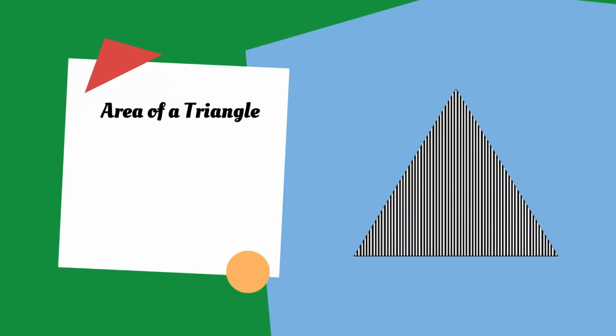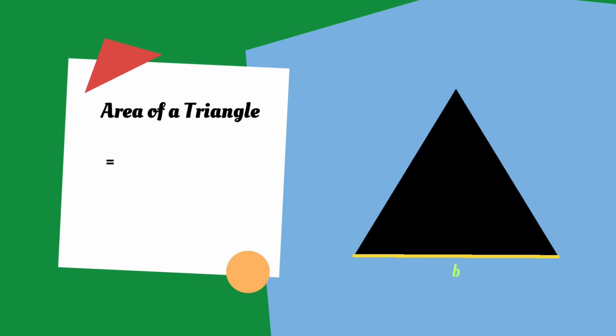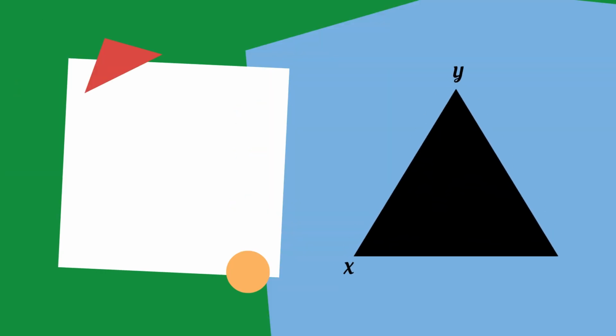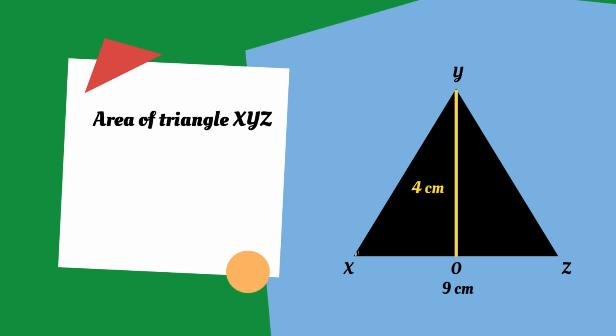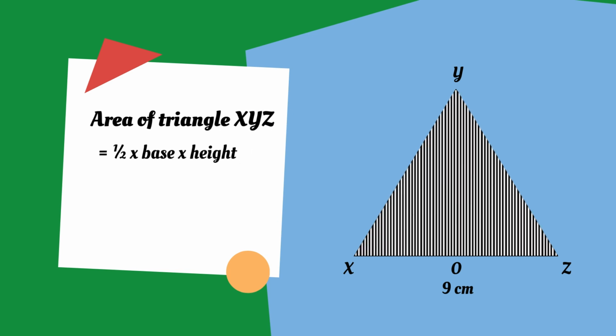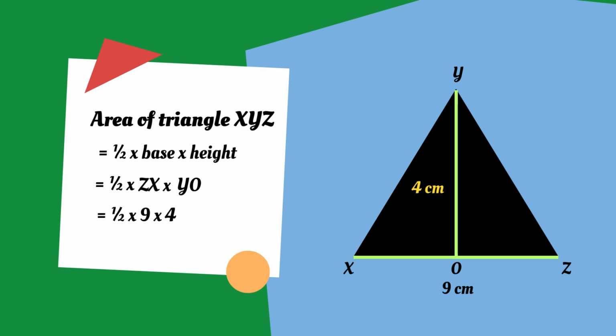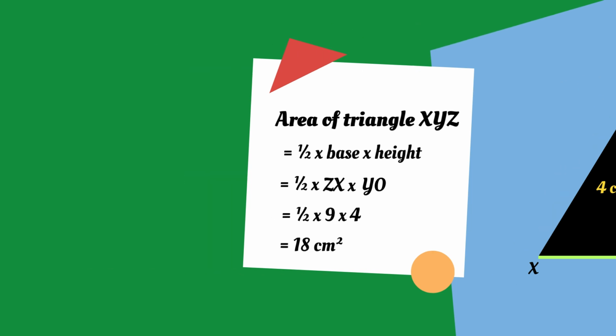The area of a triangle is the product of its base and height, divided by 2. Let us now calculate the area of a triangle having a base of 9 cm and a height of 4 cm. The formula for the area of a triangle is the product of its base and height, divided by 2. Replacing the base by 9 cm and the height by 4 cm, we get the area as 18 cm square.